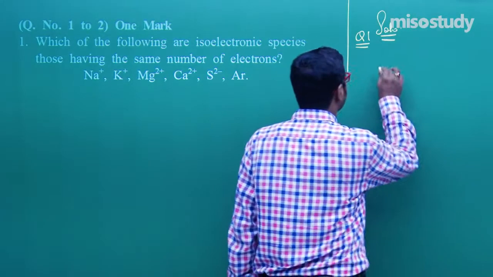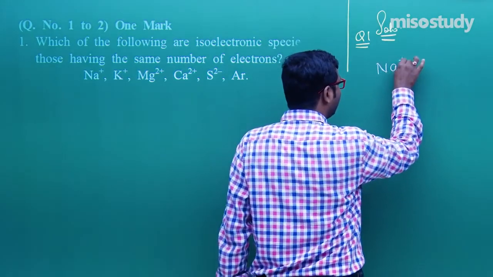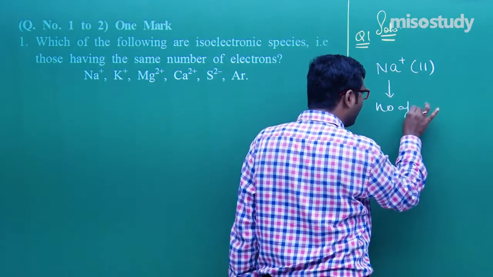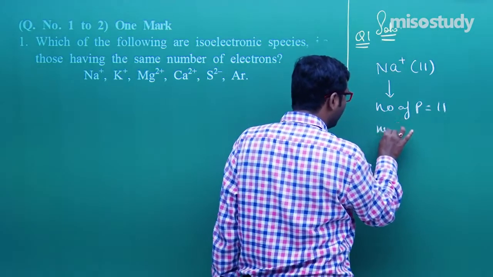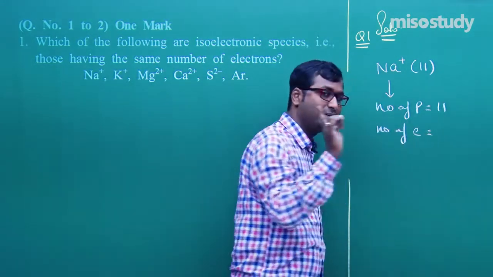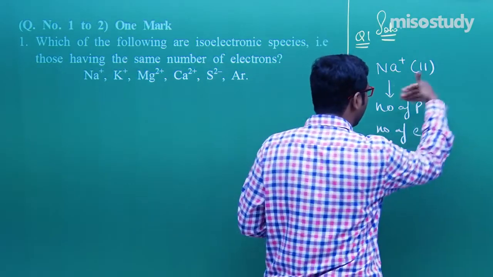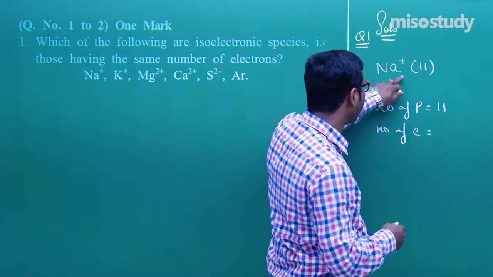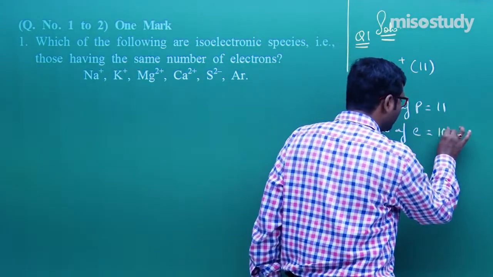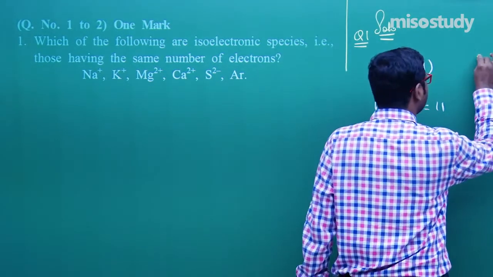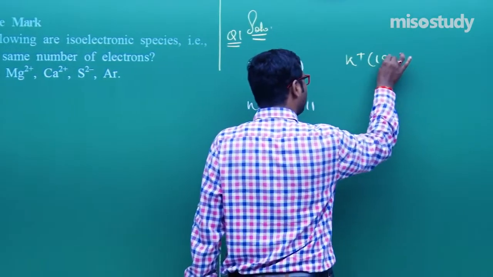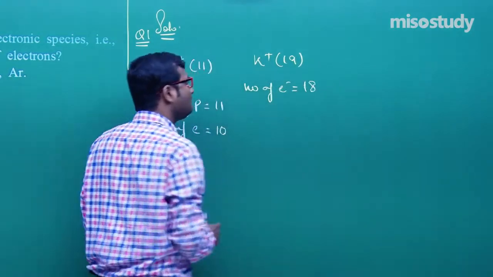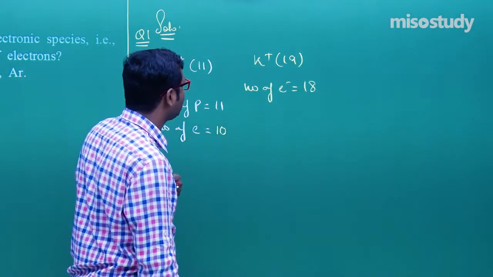Now check out Na+, atomic number of Na is 11. So in Na+, the number of protons here is 11. I am giving you a detailed solution, but in examination you just have to mark out and make a group which contains an equal number of electrons. Na+ definitely has 10 electrons. Now if I talk about K+, it has atomic number 19. In this case, what is the number of electrons? That is 18, one less than the atomic number.